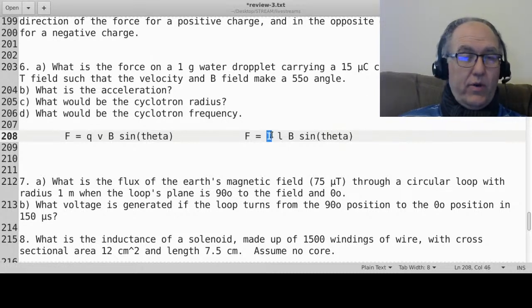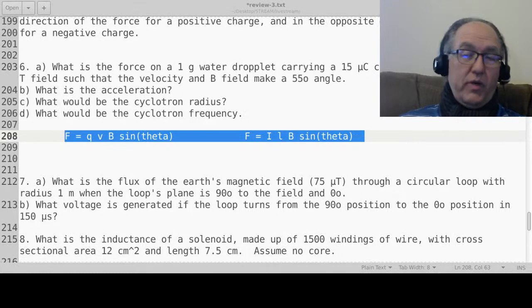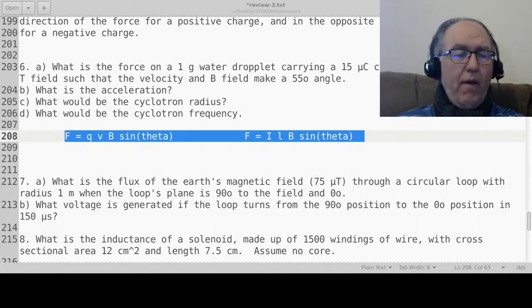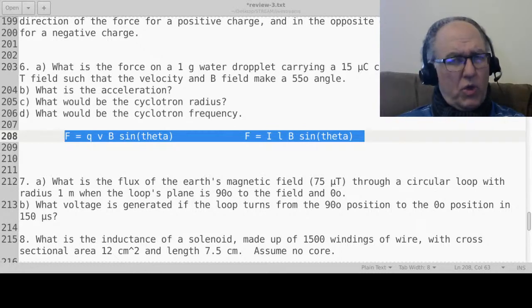Where I is the current, L is the length of the wire that's in the magnetic field, and the rest is the same. These two are actually totally equivalent to one another, and I showed that during the one lecture. You can take one and morph it into the other one and vice versa. But in the middle of a test, you're going to go, well, which one do I want?